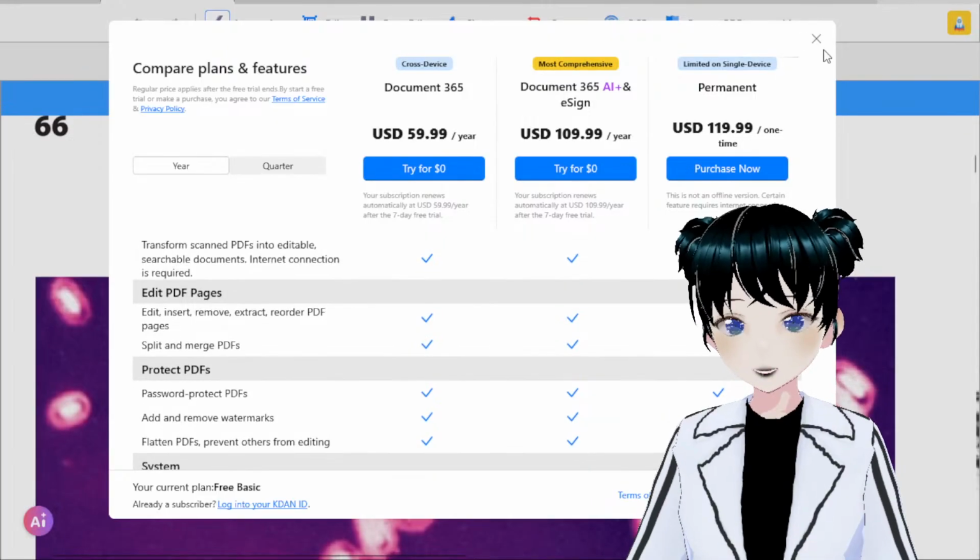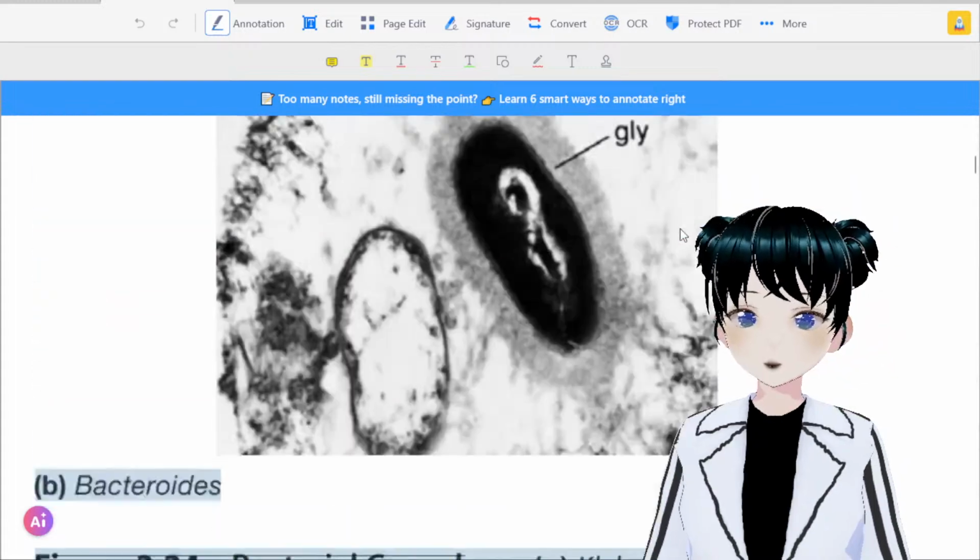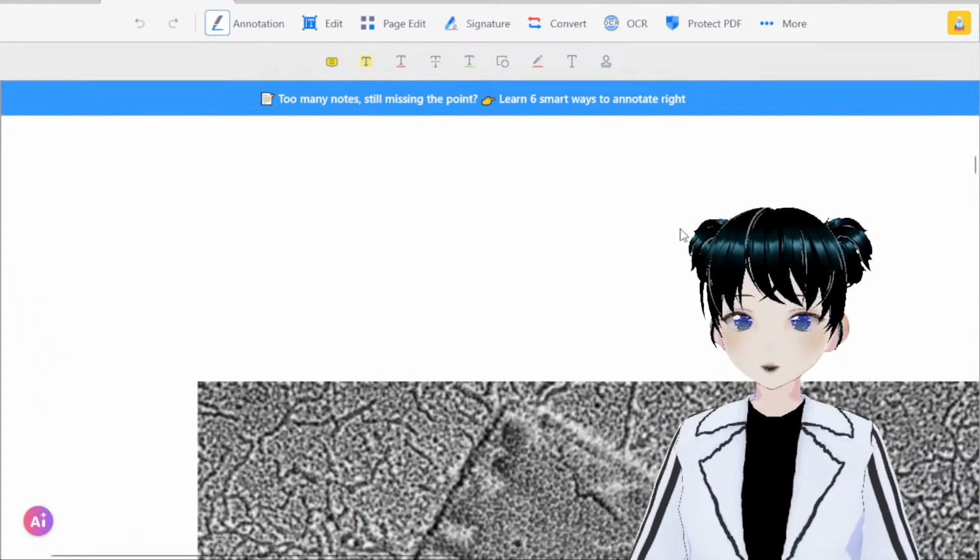Come on, these ads don't even let me study. Where were we?